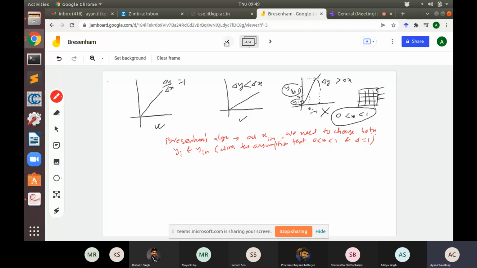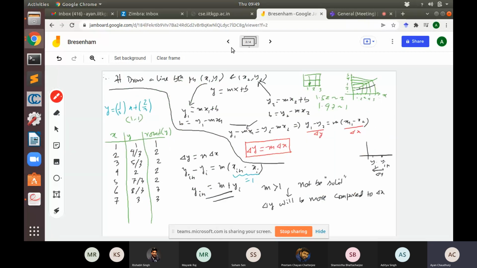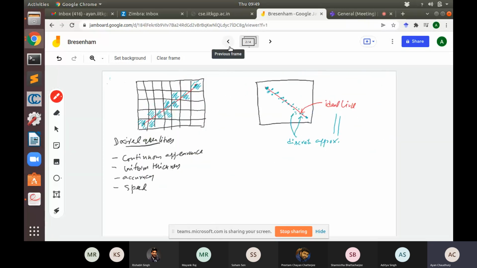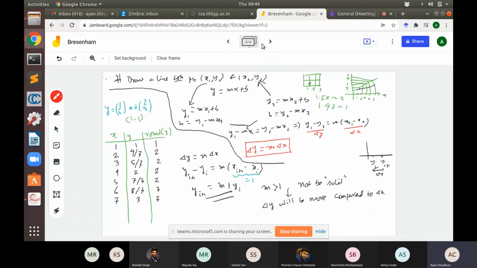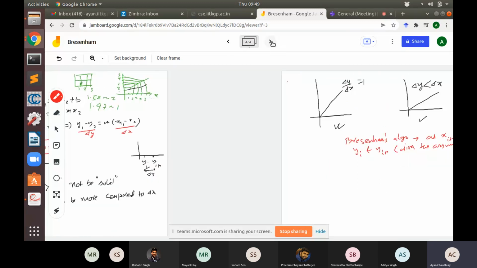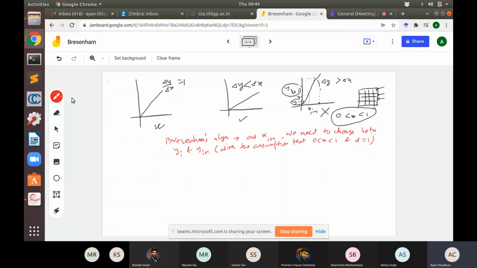Is it clear? Any question from here? If you're confused about what I'm trying to say, let me know. We are trying to choose the discrete pixels. So that means m is between 0 and 1, and delta x is equal to 1. This is a very useful assumption. Otherwise, it's invalid.